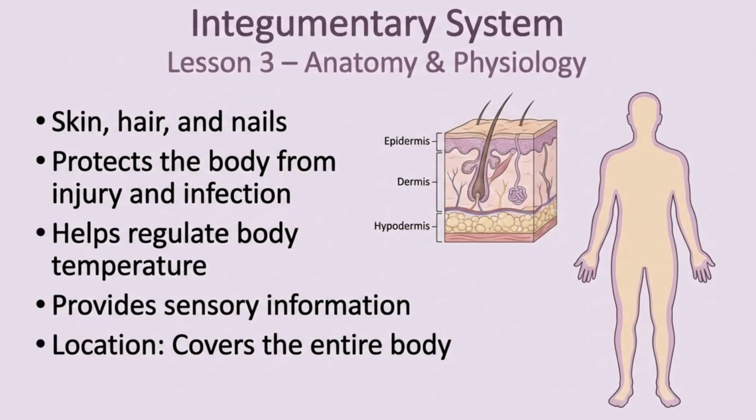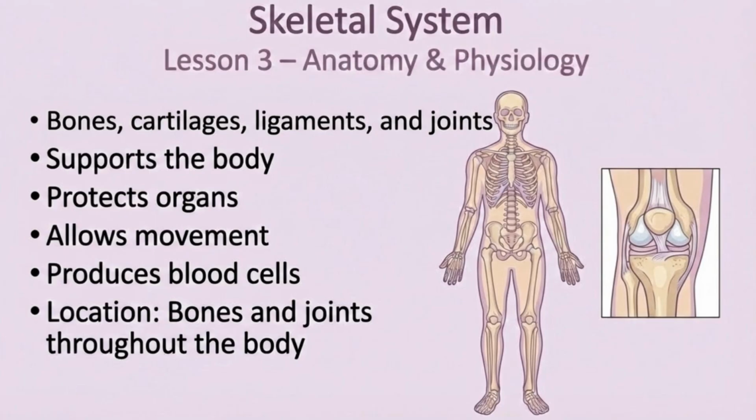The integumentary system includes the skin, hair, and nails. It protects the body from injury and infection, helps regulate body temperature, and provides sensory information. This system covers the entire body, forming the first line of defense. The skeletal system includes bones, ligaments, cartilages, and joints. It provides support, protects vital organs, allows movement, stores minerals like calcium, and produces blood cells in the bone marrow.